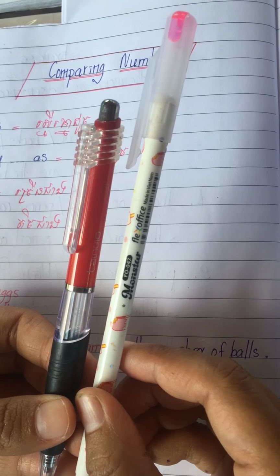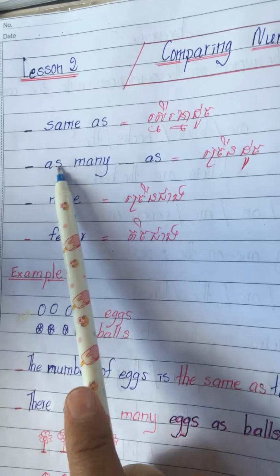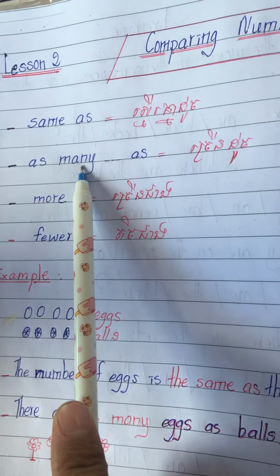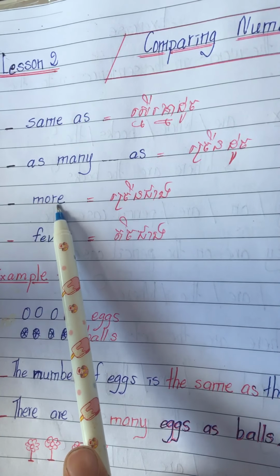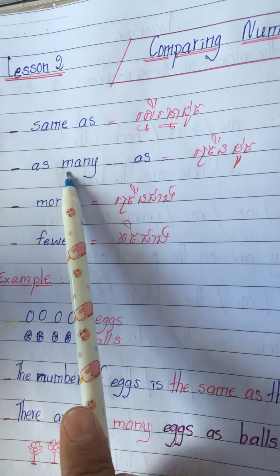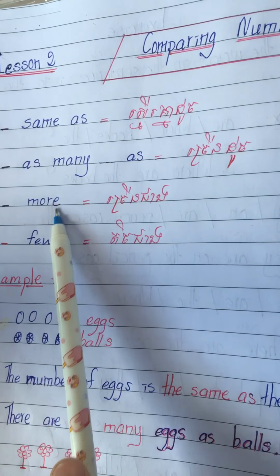Okay? And then here, you have to learn these words first. The same as, as many blank as. This one you have to put a noun in here. If you use as many as, you have to put a noun here. So again, the same as, as many as, more, fewer.